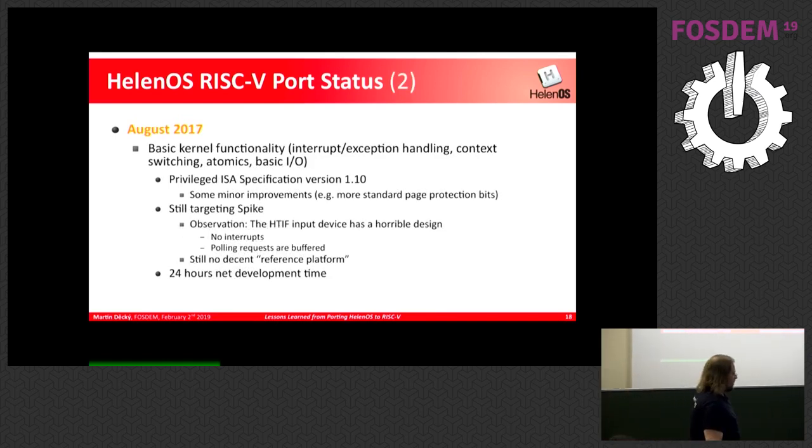Then I found some time to get back to it in 2017, when I implemented the basic kernel functionality, as we call it. So basically everything that the kernel needs to actually work and hand over the control to user space, meaning exception handling, context switching, atomic operations, and some basic I/O. The privileged ISA specification moved to version 1.10, which I believe is still the most current one. So there were some small improvements. For example, they have removed those strange compressed page protection fields.